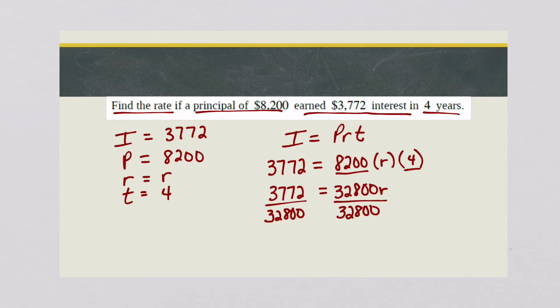So you have to be super careful about typing this in. Type in the top number first, always. 3772 divided by 32,800. Now this is the number that I get, let me tell you. It looks like this, 0.115. Now, that is my rate as a decimal. But you want to give this answer as a percent. So don't forget, you scoot that over twice, and that is 11.5%.